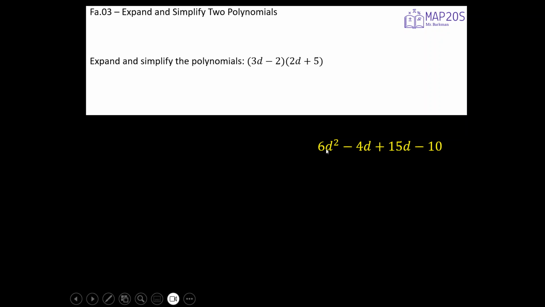3d and 2d becomes 6d squared. 3d and 5 becomes 15d. Negative 2 and 2d becomes negative 4d. And negative 2 and 5 becomes negative 10. With this here, again, we have the like terms. We have negative 4d and 15d, and so we can combine them together. Negative 4 and 15 becomes 11d. And so we have 6d squared plus 11d minus 10.